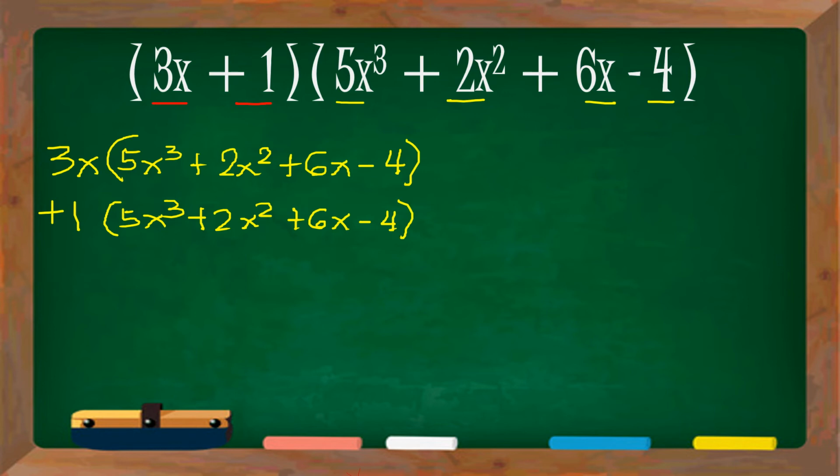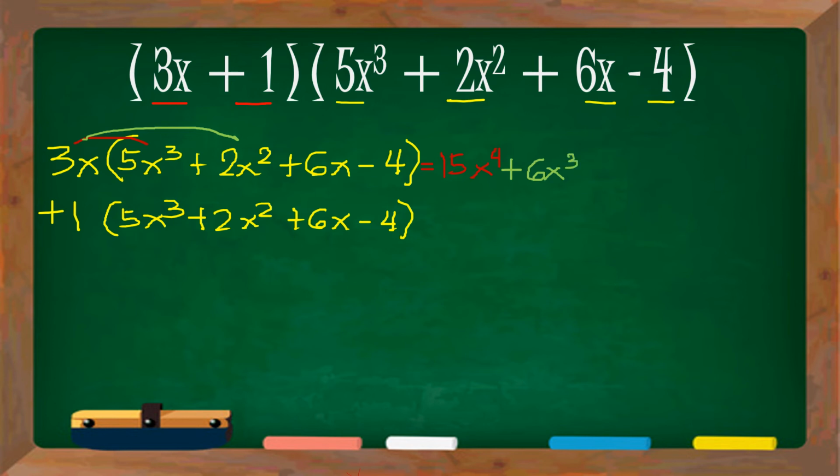Start tayo kay 3x times the first term, 5x cubed. So, 3 times 5 is equal to 15. Then, x to the fourth power. Next, let's have 3x times the second term, 2x to the second power. So, multiply natin. Positive times positive is equal to positive. And 3 times 2 is equal to 6. X times x squared is equal to x to the third power.